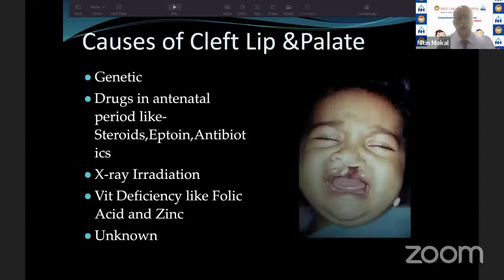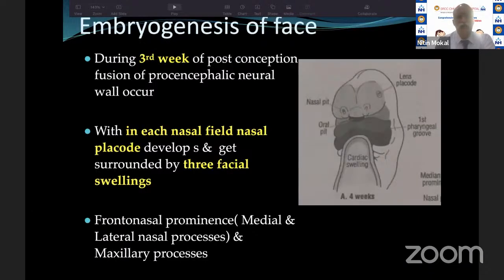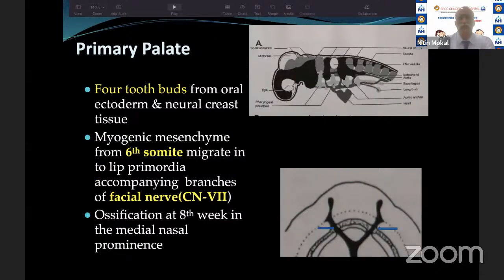Then what are the causes of cleft lip and palate? The commonest being genetic, where if the parents have a cleft, then the baby also develops the cleft. Another is if the patient's mother is on steroids, Septran, and other medication, X-ray radiation, and folic acid and zinc deficiency. In embryogenesis, by 3 weeks, there is development of the prosencephalic neural wall, and then the two nasal fields develop together, and three facial swellings come together, and then they fuse together to form the upper lip and the lower jaw. And the primary palate is the growth which occurs from the myogenetic mesenchyme, which migrates and along with it carries the fusion.